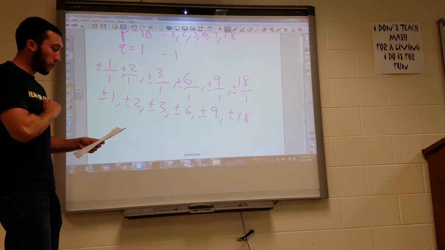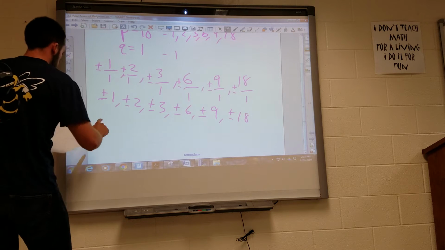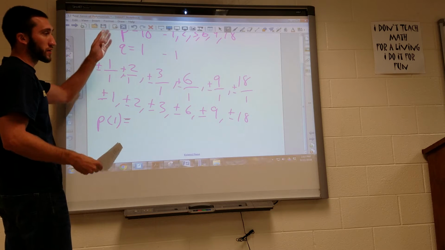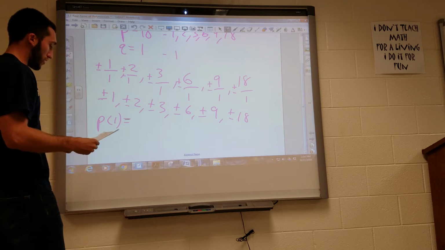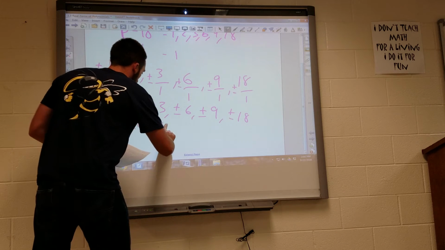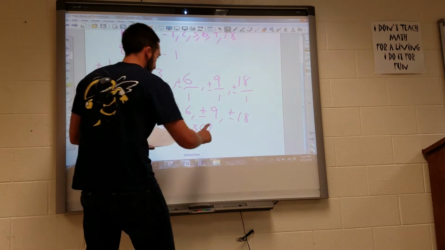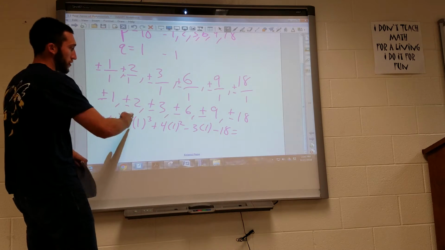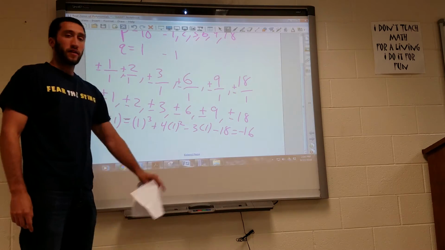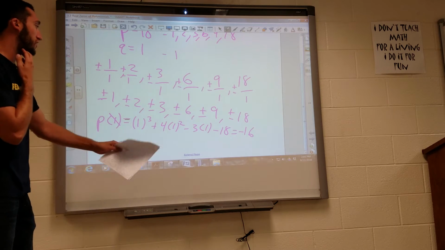So I'm going to go through and I'll plug a 1 in wherever I see an x. So p of 1. I don't have room here, so if you don't remember the equation, you can go back up, copy it down, and then follow along with me. So p of 1 is 1 cubed plus 4 times 1 squared minus 3 times 1 minus 18. So here I've just gone through and plugged a 1 wherever an x was, and that gives me a value of negative 16. Not equal to 0, so 1 is not a zero. Alright, I'm going to switch colors because it's starting to run together.